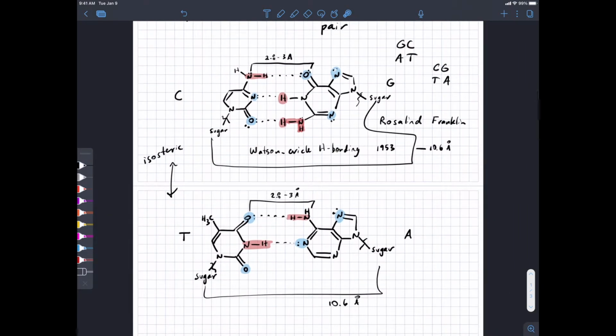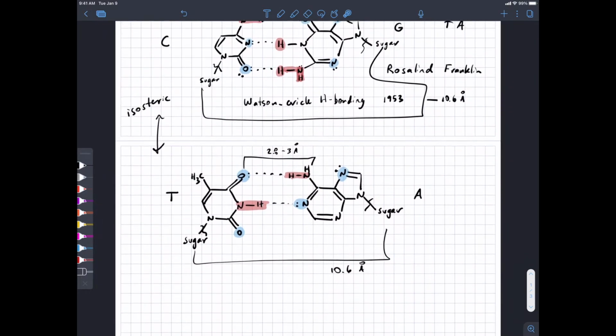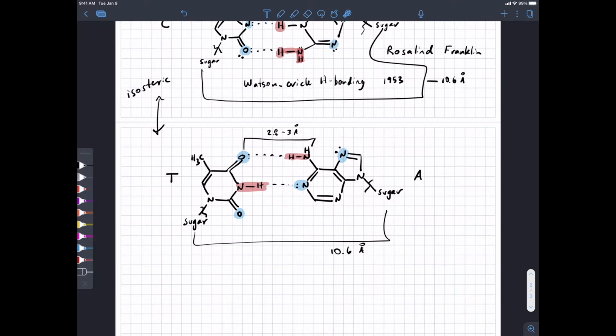All right, questions you want to ask about that? Yeah. What about uracil? Uracil would look just like a TA pair, only the methyl group would be gone. And uracil is in RNA, so RNA isn't methylated here. That does make a difference. I can't remember what it is, and I wish I could tell you.